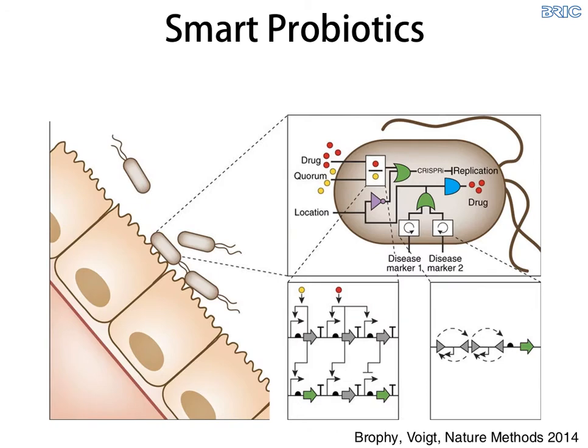As illustrated here, you can think of it as a commensal bacterium that's normally living in our system. But then you can expand its functionalities by adding sensors, such as for drugs and quorum sensing molecules, and also sensing disease markers, and then integrate those signals and do an appropriate action, like releasing a drug, or stopping replication or controlling its population.